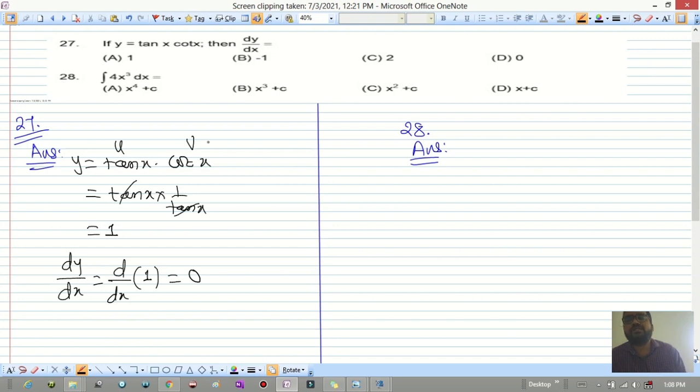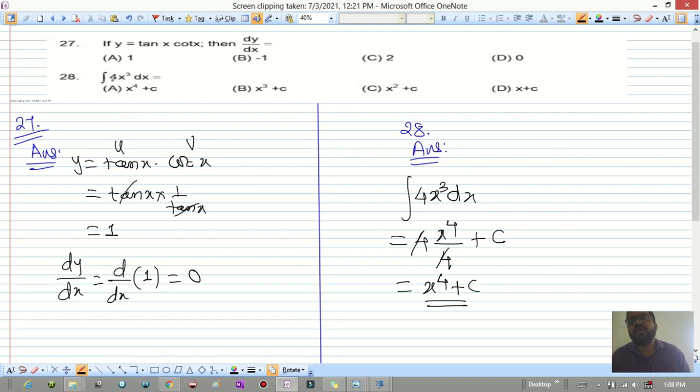Okay, 28, integral of 4x cube. So what is the integration of 4x cube? It is 4 into x to the power 4 divided by 4. Limits are not given. I told, whenever limits are not given, you have to introduce constant. So this 4 gets cancelled. We'll have x to the power 4 plus constant. So that is option A. So over here, option D, that is 27th, and 28, option A.